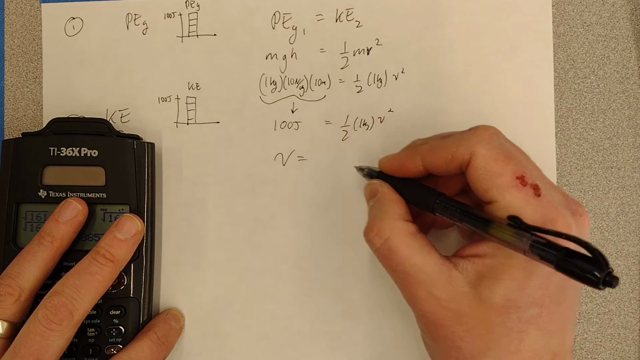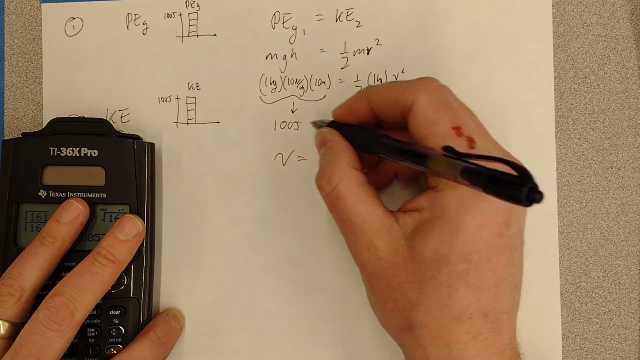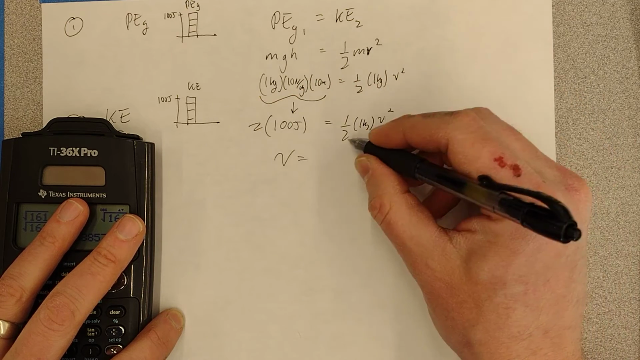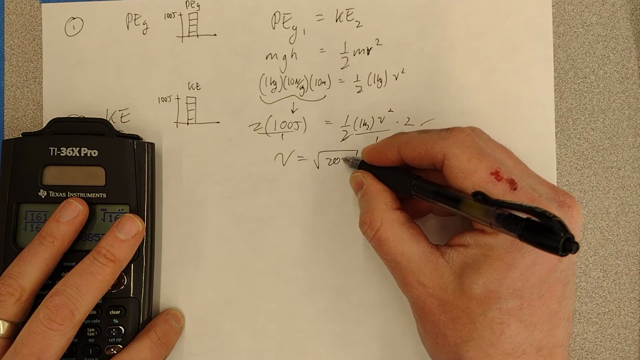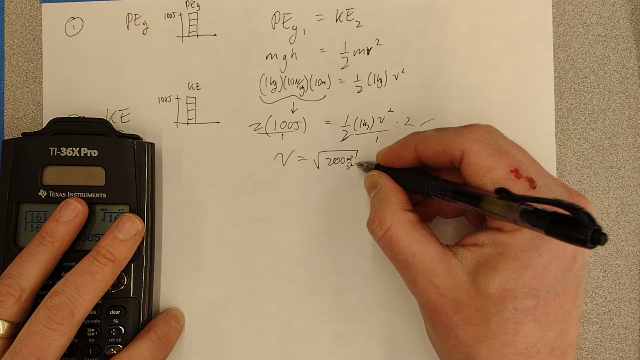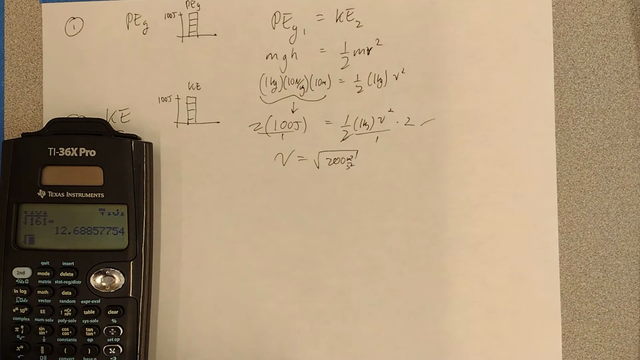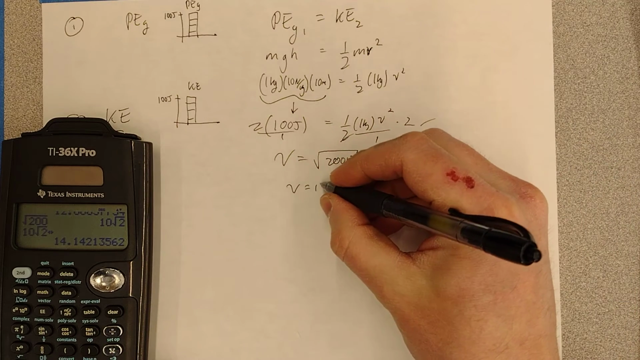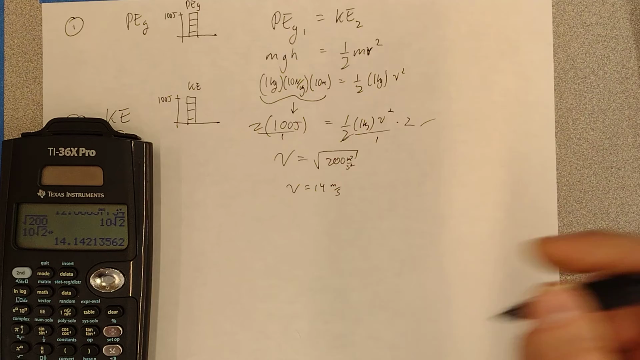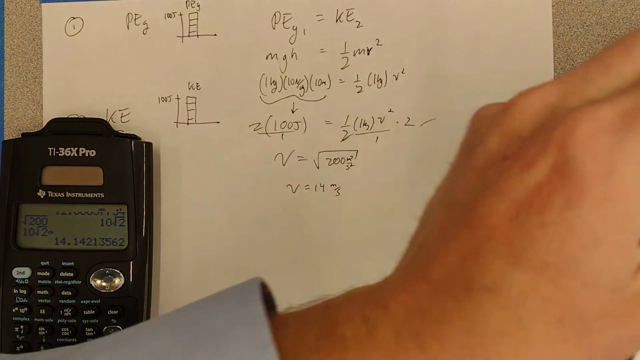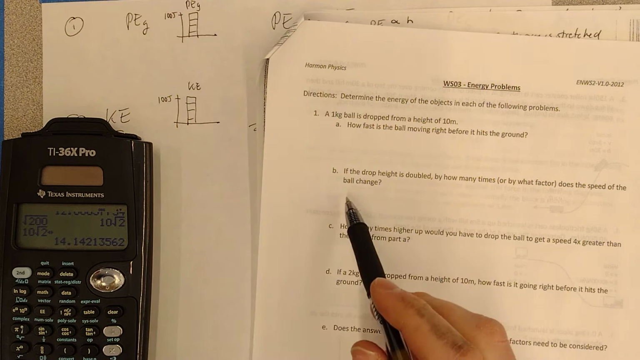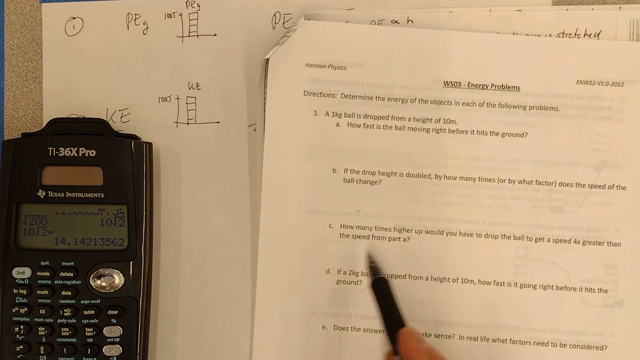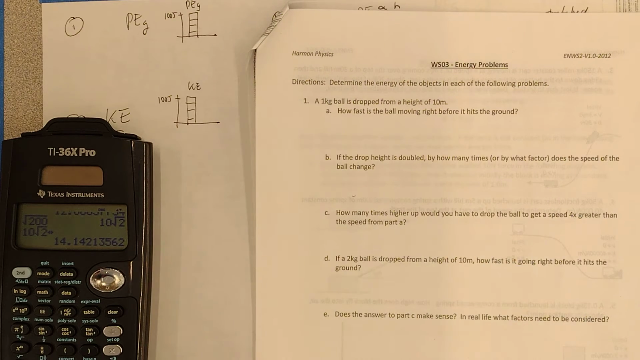Alright, so you get a V, multiply both sides by 2. Alright, divide both sides by 1. And you get V equals the square root of 200 meters squared per second squared, which should be about 14 meters per second. Alright, so V equals 14 meters per second. And then, for the future parts of this problem, what you're going to do is double the height, see how many times faster the ball gets. Try to figure out how many times up higher to get 4 times the speed.